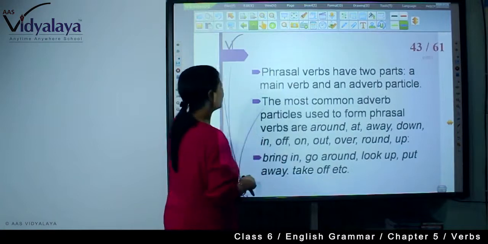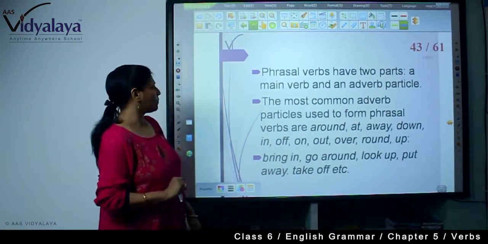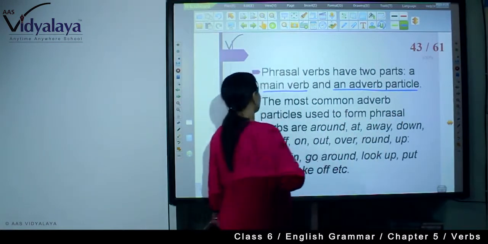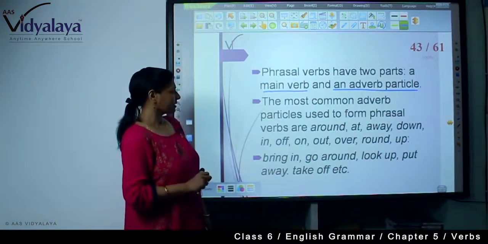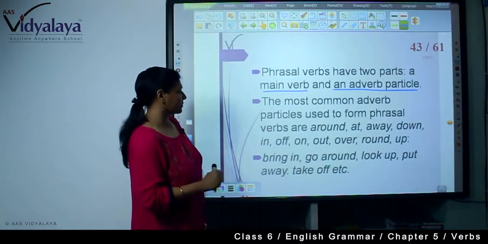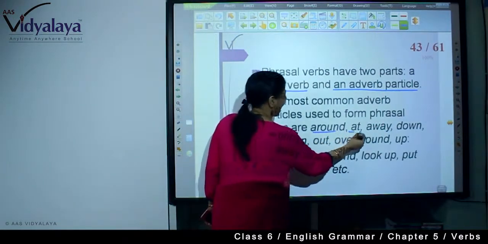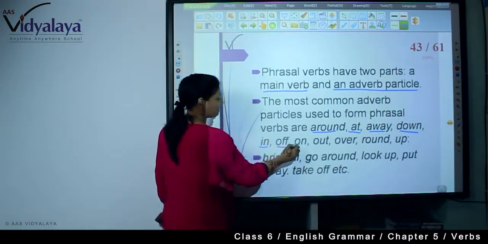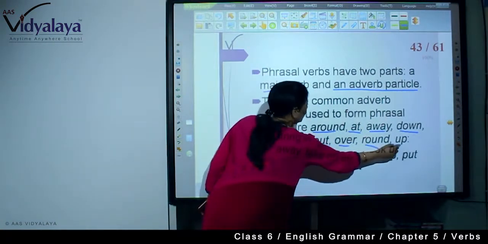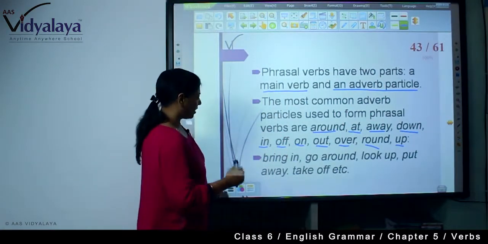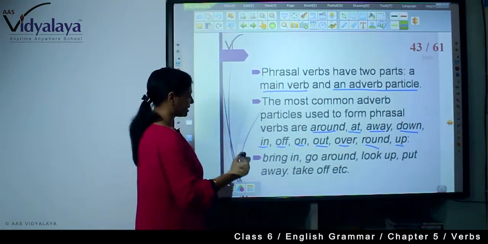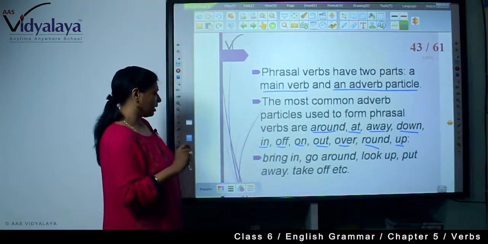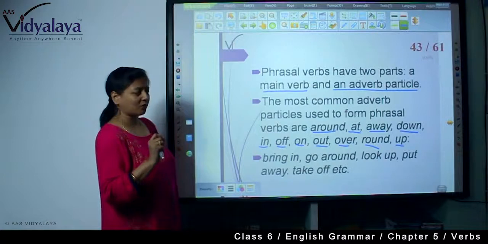Now, phrasal verbs have two parts, main verb and an adverb particle. The most common adverb particles used to form phrasal verbs are around, at, away, down, in, off, on, out, over, round, up. Then with that we make the phrasal verb bring in, go around, look up, put away, take off, etc.